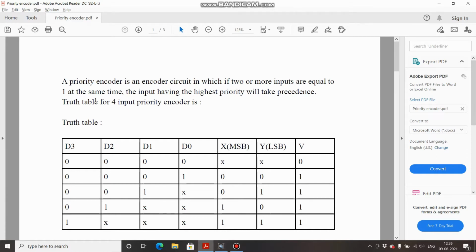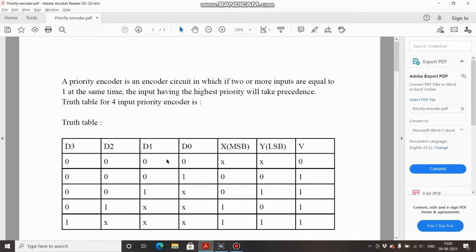Basically, the operation of a priority encoder is such that if two or more inputs are high or selected at a time, then the input having the highest priority will take precedence over the other one. In this 4 input priority encoder, we have 4 inputs D0 to D3 and two outputs x and y, which represent the number in binary, and there is one more output which is designated V. We'll talk about this V a bit later.